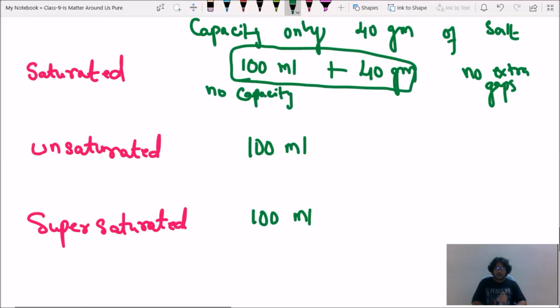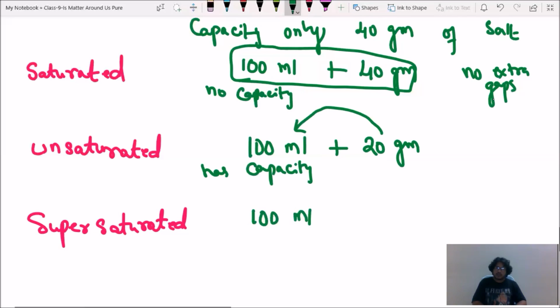Now while coming to this one, instead of 40, if you are adding 20 grams, so what will happen? 20 grams will be dissolved in this 100 ml, and this 100 ml still has some capacity to dissolve some extra solute. I mean plus 10 grams or plus 10 grams, like that. It has some capacity to dissolve in it. That is unsaturated. It is not complete.